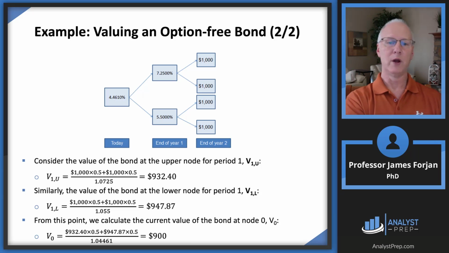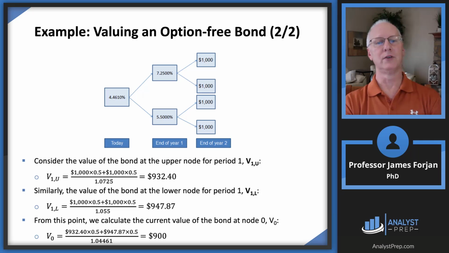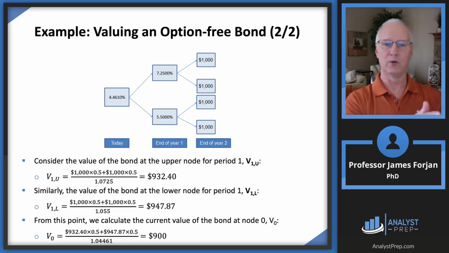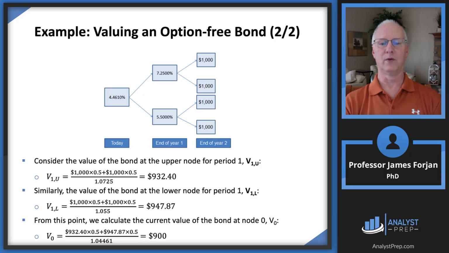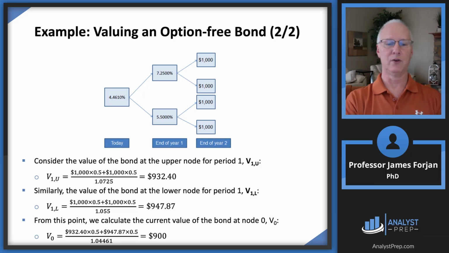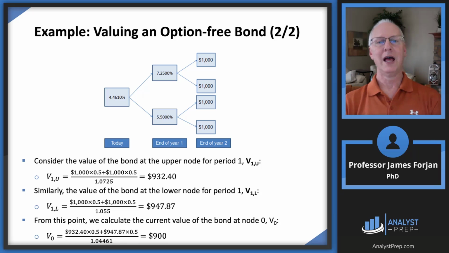So what do we know? We know we're going to buy the bond today for 900, and what's happening is that we might be able to sell it a year from now for 932, or we might be able to sell it a year from now for 947. So those are the values of the bonds at the end of year one. And what's going to happen is that we're going to discount those back to the present again. And if we discount those at the 4.661%, we get the $900. So notice we take 932 times 50% and 947 times 50%. And so we arrive at that $900.